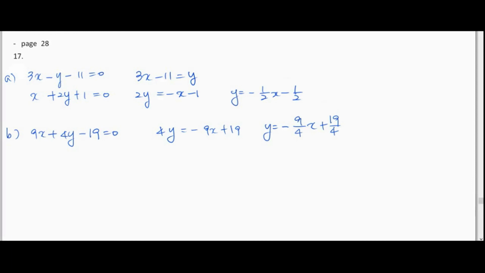Question B was that: does the graph y equals minus 9 over 4 x plus 19 over 4 pass through the point of intersection of the graphs of question A?